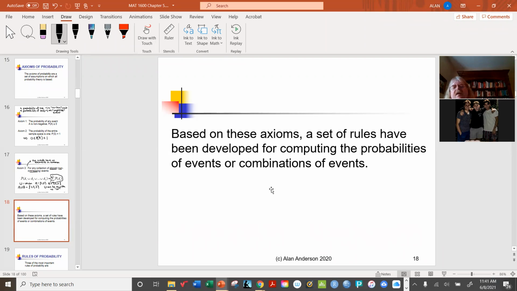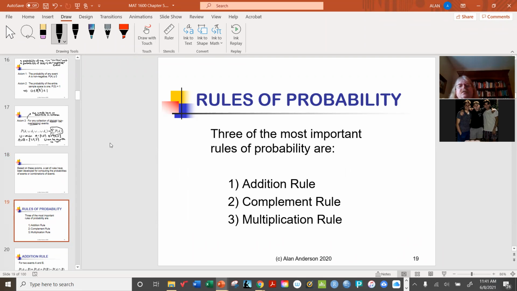Now, with this information in place, we can set up a series of rules of probability. These rules are being applied to typically 2 or more events at the same time. So these are more complicated situations than what we've seen up to this point. You can see the names are the addition rule, the complement rule, and the multiplication rule. So we're going to do these in this order. The first 2 are pretty straightforward. The third one, well, that's going to take a while.